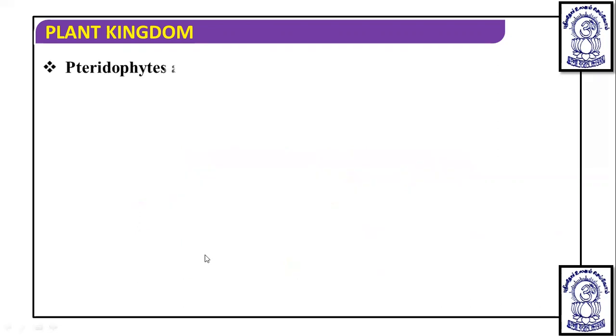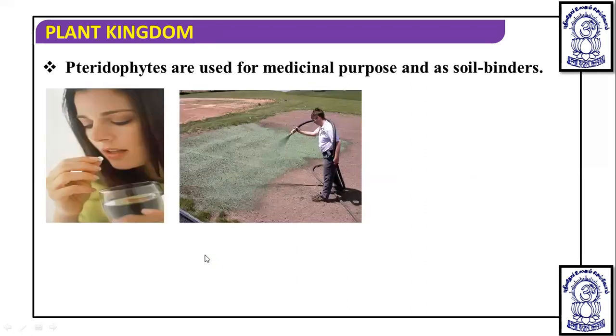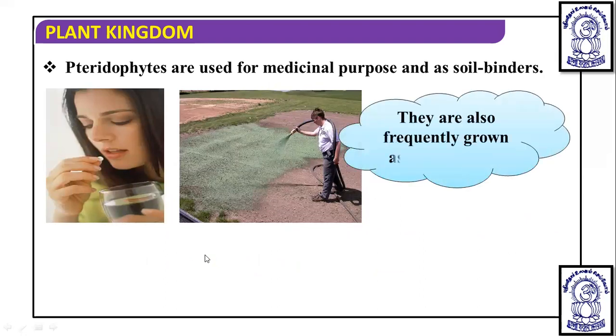Then they are used for medicinal purposes and as soil binders as well. I just told you that they grow by attaching to the soil, which means they are soil binders, and some of the medicinal properties are also known, which we are going to discuss in the further part. One more important thing noticed is that they are frequently grown as ornamentals. They are grown as ornamental plants, and can be used for decoration purposes.